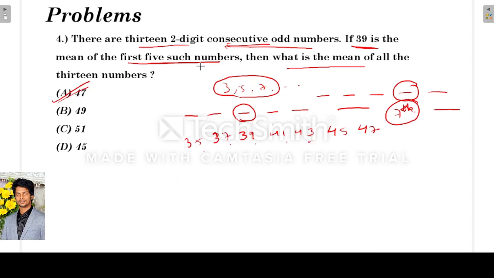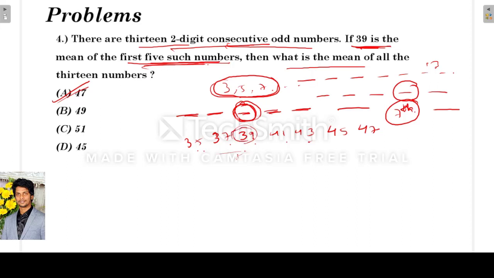I'll explain again. They are telling there are 13 two-digit consecutive odd numbers. They are telling 39 is the mean of the first 5 such numbers. I told you, as per the logic, if the numbers are consecutive, the mean is nothing but the one that sits at the center. Even if you add all these and divide by 5, you will get 39 only. So if 39 is the mean of the first 5 numbers, it means 39 sits at the third place.